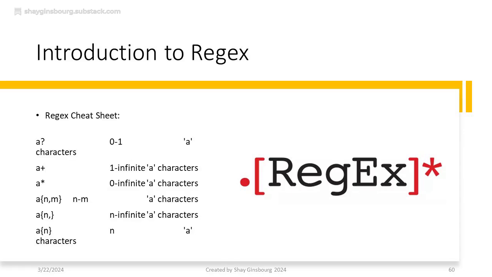The letter A with a question mark means a pattern of 0 or 1 characters. The letter A with a plus means a pattern of between 1 to infinite characters. The letter A with an asterisk means a pattern of 0 to infinite characters. A{n,m} means a pattern of between n to m characters. A{n,} means a pattern of between n to an infinite number of characters. A{n} means a pattern of exactly n characters.